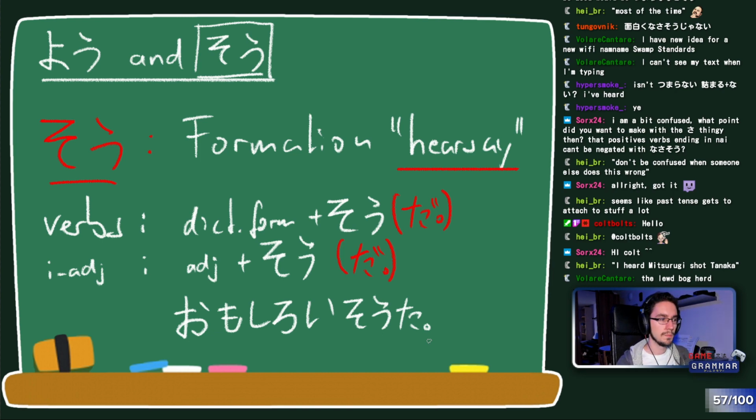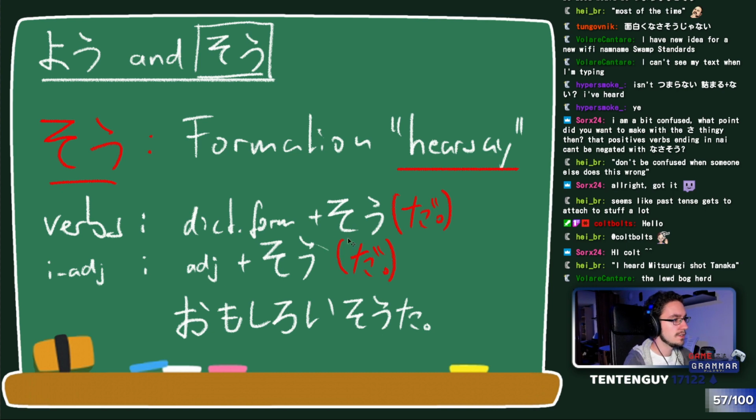This means I've been told it's interesting. So you are not making a statement based on your own experience or your own judgment. You are just repeating what you've been told. So it's literally like saying, oh, I've been told it's interesting. 面白いそうだ. 美味しいそうだ. Like, they said it's delicious, but I do not have any experience myself, right? That's kind of what it's saying.